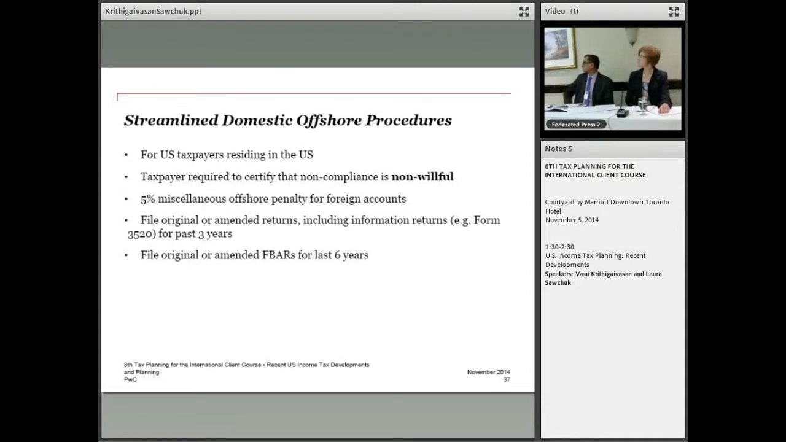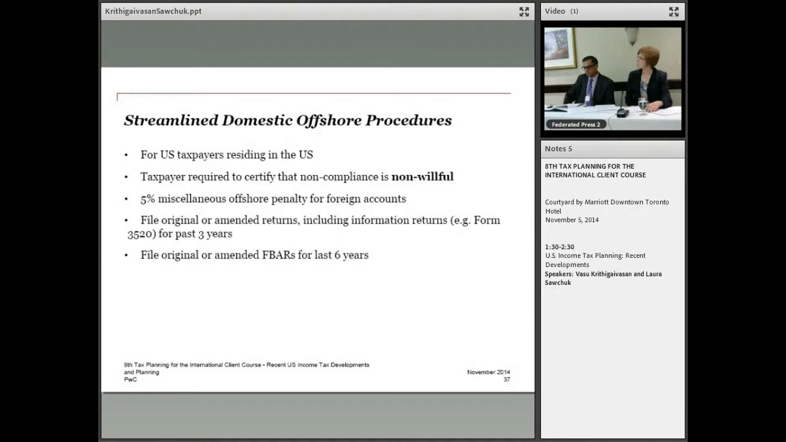The resident domestic procedures, again, just remember that this is not U.S. residents as defined under the Internal Revenue Code. You have to look at the streamlined criteria. Again, there's no requirement for the risk questionnaire or the $1,500 or less of tax that's been unpaid. They still need to certify that their conduct is non-willful.